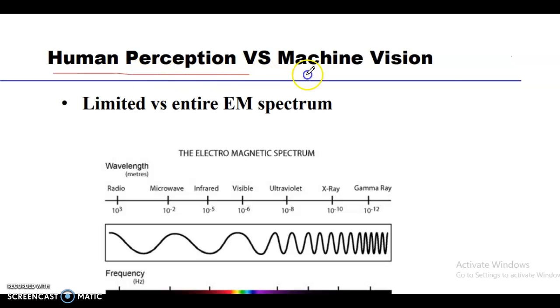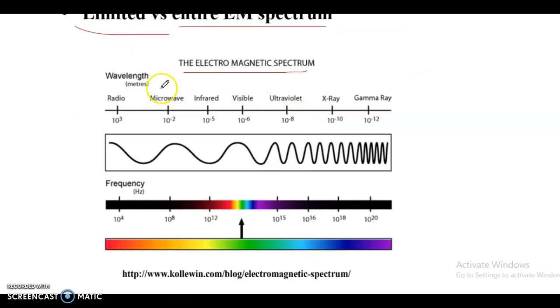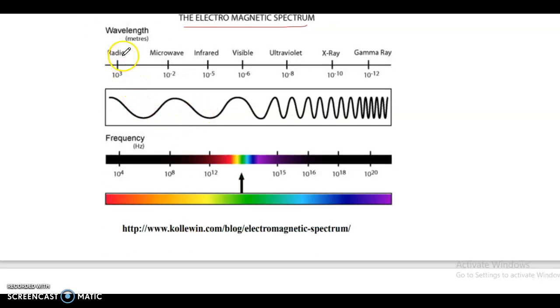Human perception versus machine vision. Limited versus entire EM spectrum, electromagnetic spectrum. The electromagnetic spectrum wavelength in meters: 10 power 3, 10 power minus 2, 10 power minus 5, 10 power minus 6, 10 power minus 8, 10 power minus 10, 10 power minus 12.